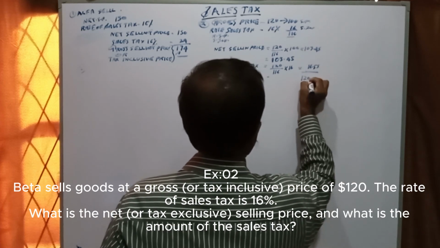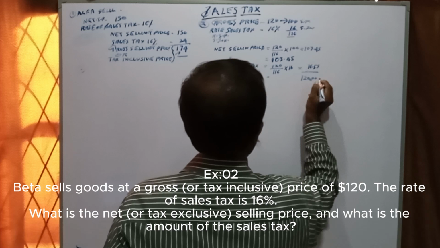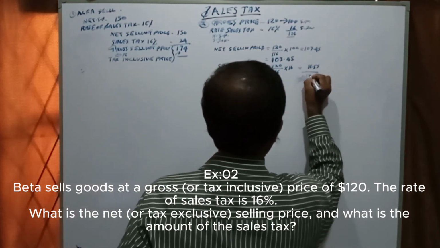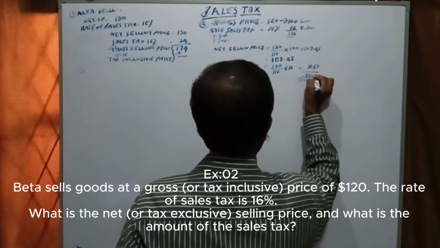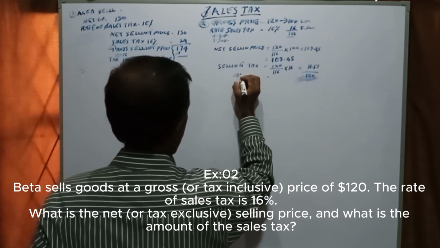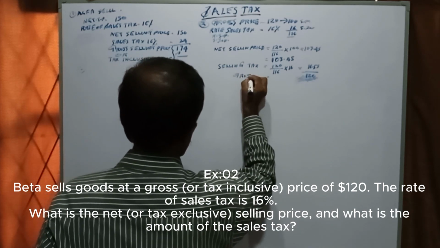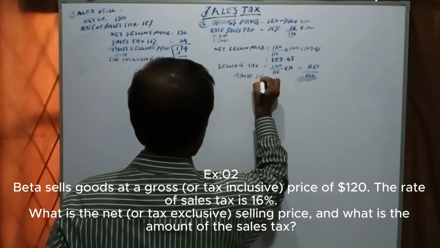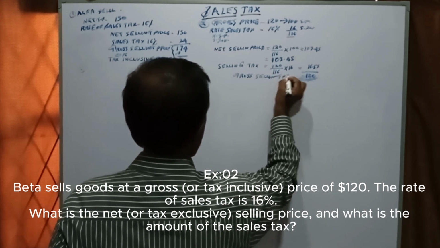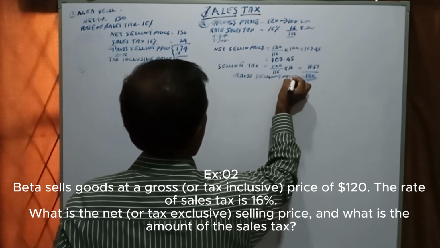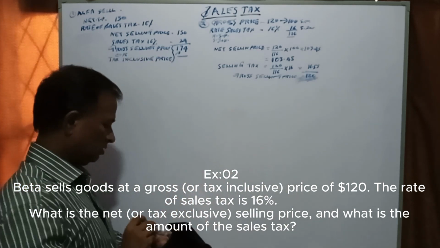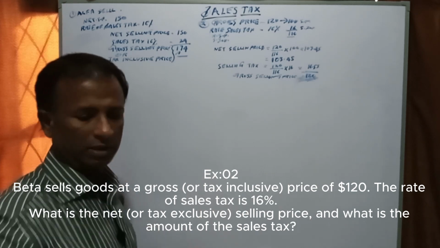Then what is the total? This is equal to 120. This is the gross selling price. Okay, understood? Is there any problem in understanding this one?